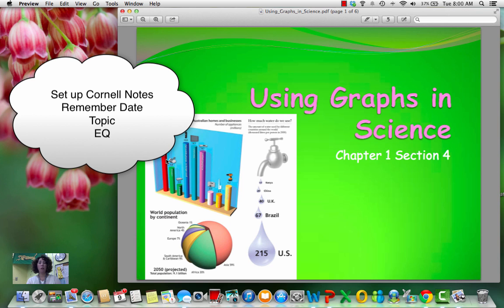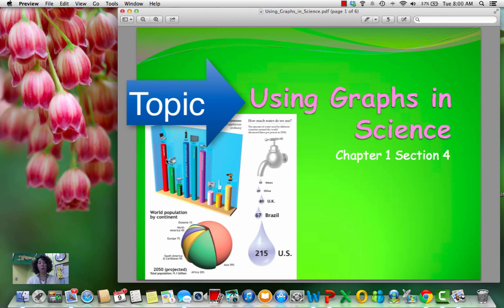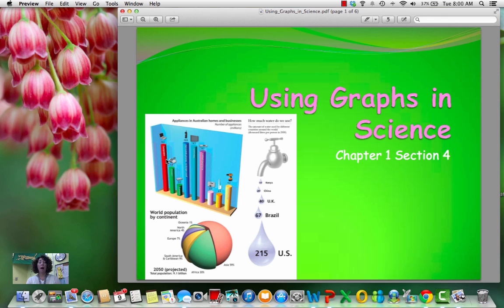As part of science, we do a lot of lab activities. And when we do those lab activities, we collect data, numbers, quantitative or qualitative data that we can use in order to support or not support our hypothesis. When we have all of that qualitative or quantitative data, we need to be able to organize it in some way. And the best way to do that is a graph. So let's talk about how we can use graphs in science.